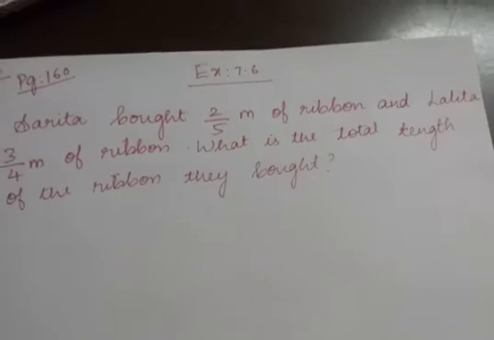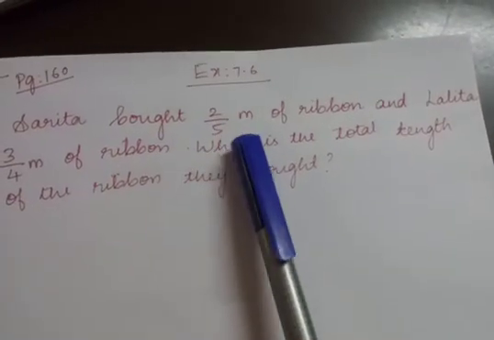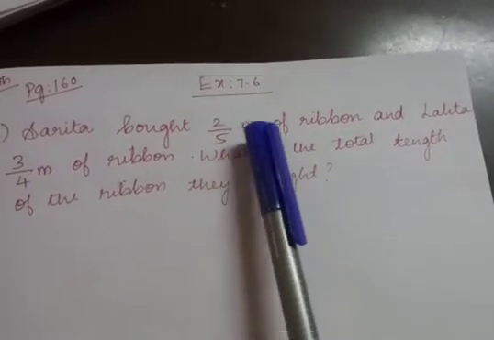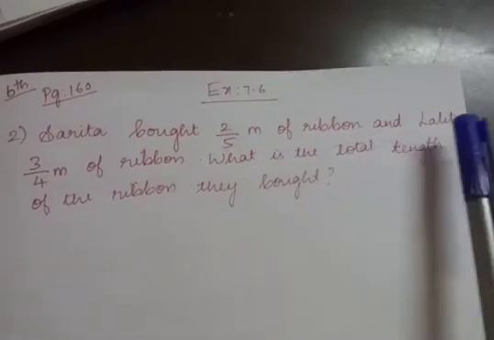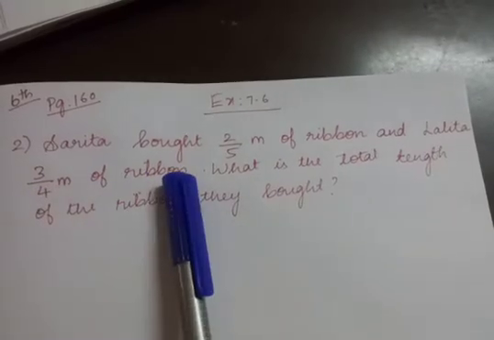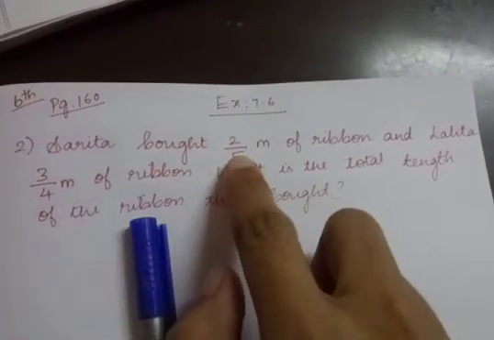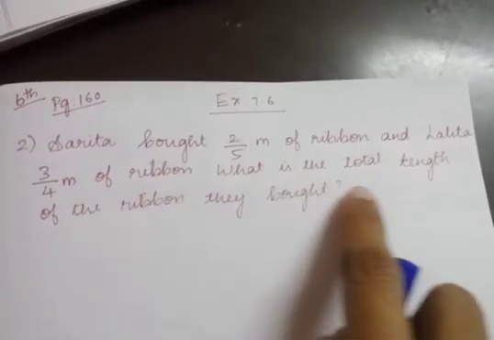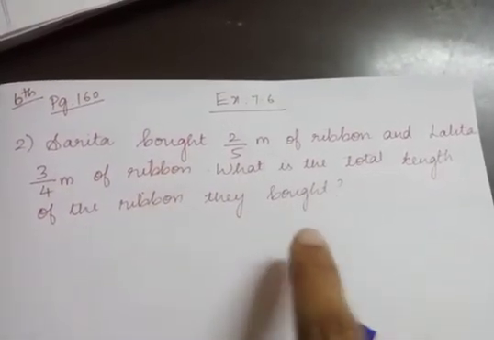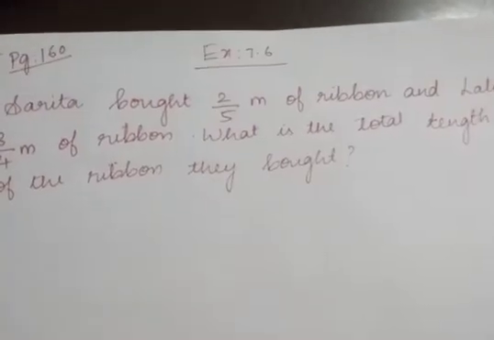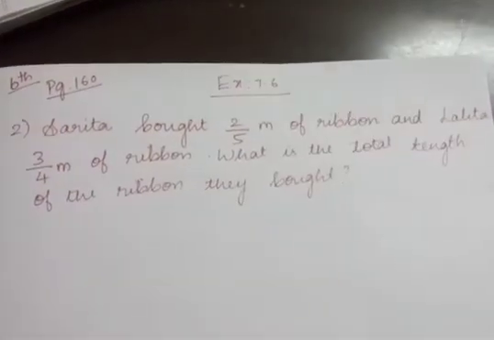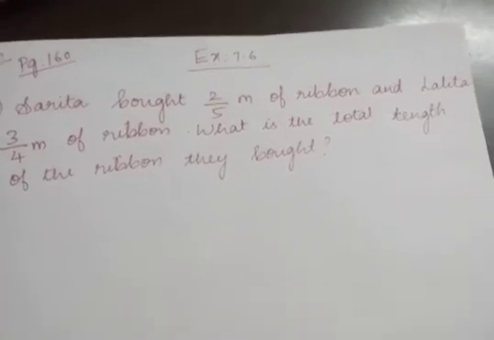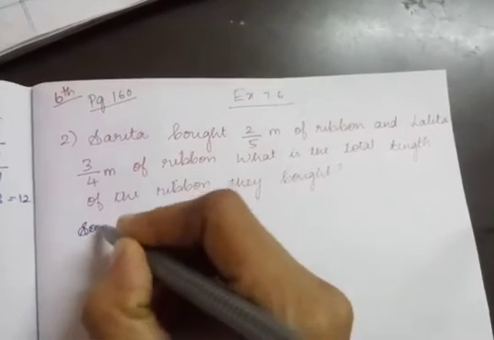What is the second problem? Sarita bought 2 by 5 meter of ribbon. Okay, how much Sarita has bought? 2 by 5 meter of ribbon, and Lalita 3 by 4 meter of ribbon. What is the total length of the ribbon they bought? So what you should do? You should add both the fractions. So you will get your total ribbon that they have bought. Okay. The solution I'm going to write.